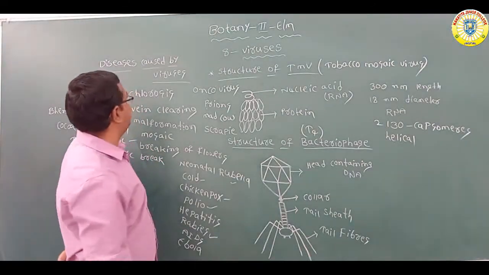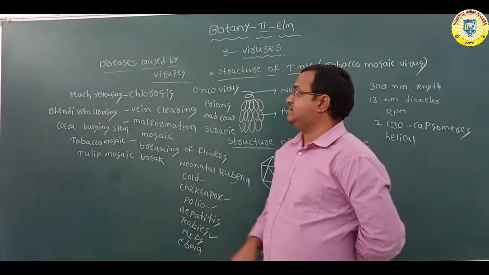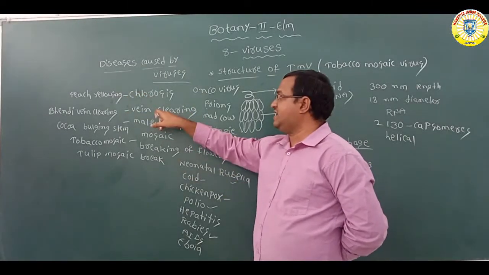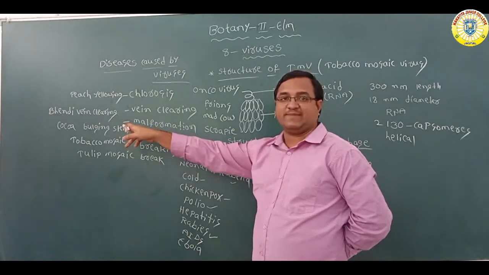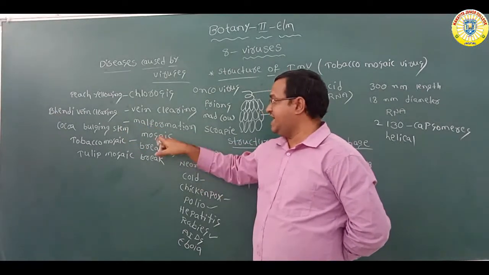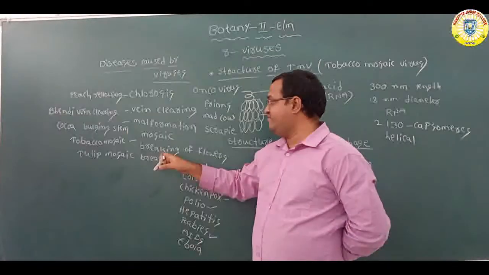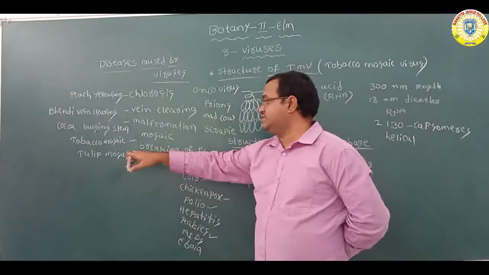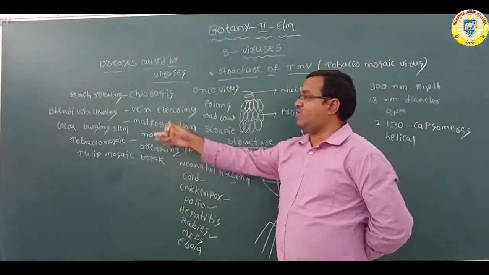So these are the diseases caused by viruses. Once again, in plants you can see chlorosis, for example peach yellowing disease in the peach plant. Vein clearing, for example in bendy. Malformation, for example bulging of the stem in the coca plant. Mosaic disease is common in tobacco plants, tobacco mosaic disease. Breaking of flowers, tulip mosaic break disease. These are the diseases caused by viruses.